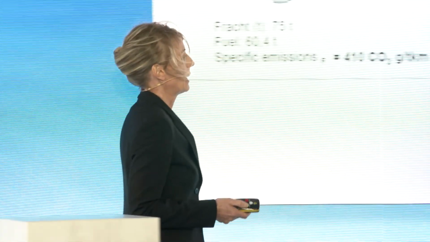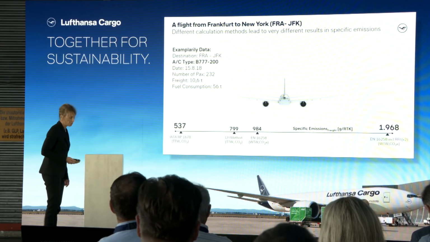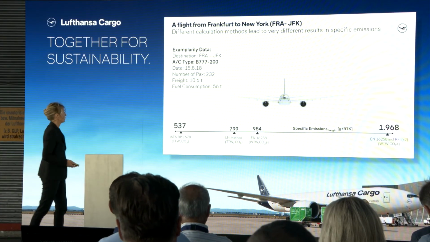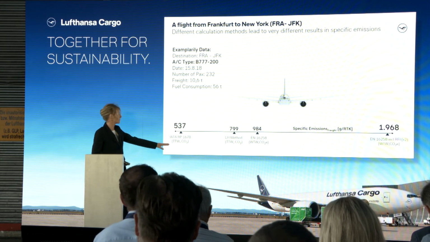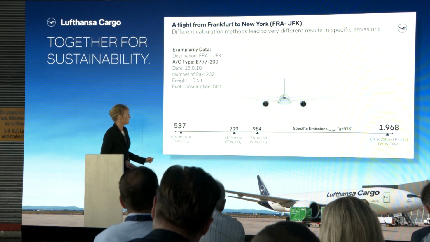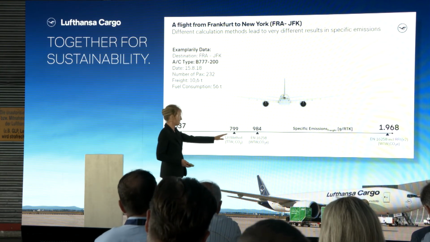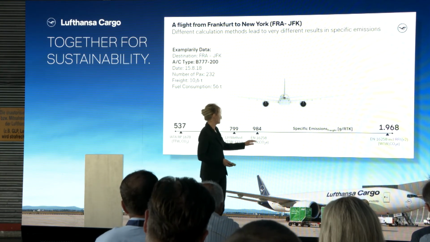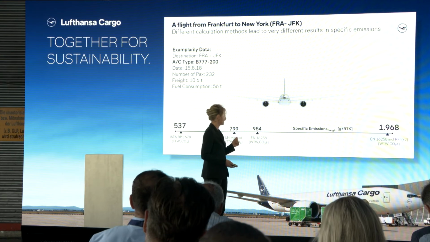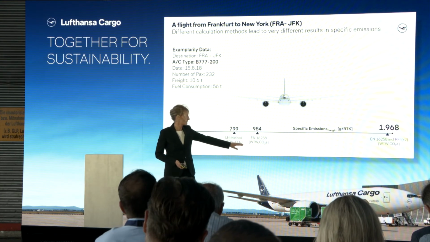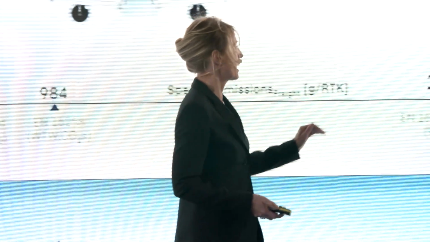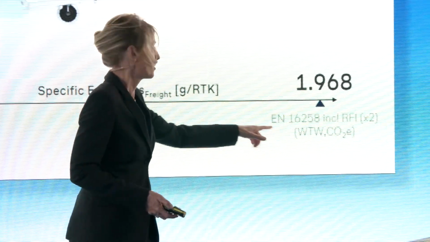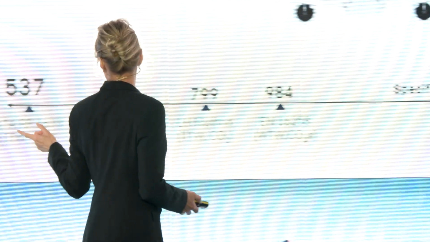And this is a chart which shows it again. Here we have the IATA recommended practice, which takes into account the tank-to-wheel and the carbon dioxide emissions. Here we have the Lufthansa methodology. Then the EN 16258, looking at the well-to-wheel and CO2 equivalents. And if you additionally multiply it with the RFI, you come to this number. So this is the explanation why you have such a large spread of numbers.